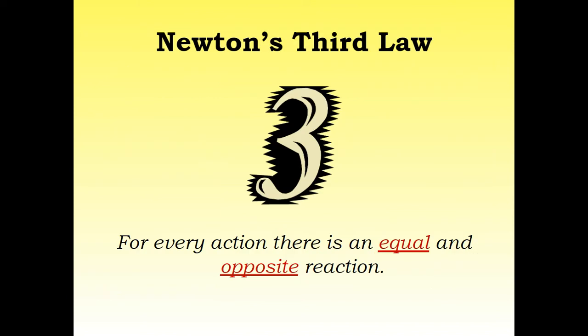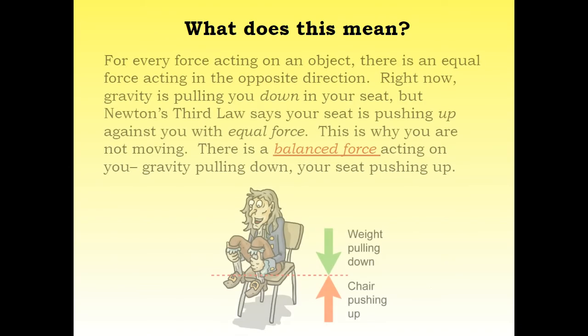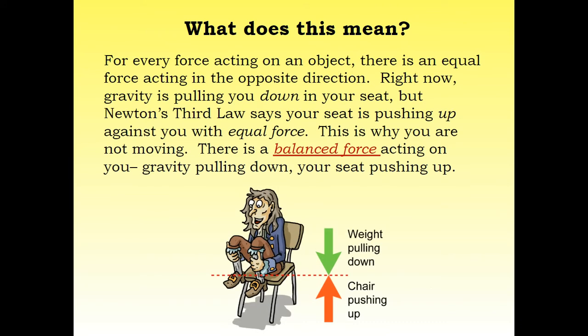Right, that wraps it up for Newton's second law. Let's look at Newton's third law now. Right, Newton's third law says that for every action there is an equal and opposite reaction. So what does this mean? For every force acting on an object, there is an equal force acting in the opposite direction.